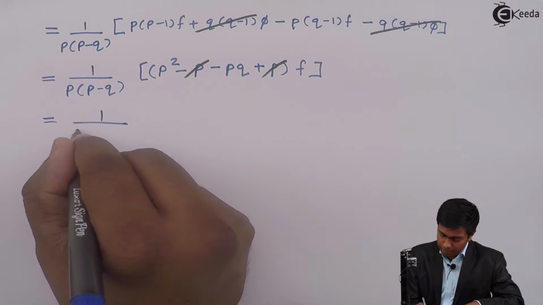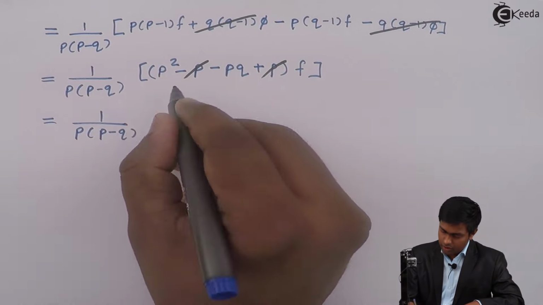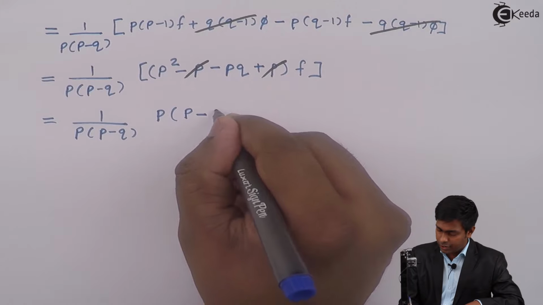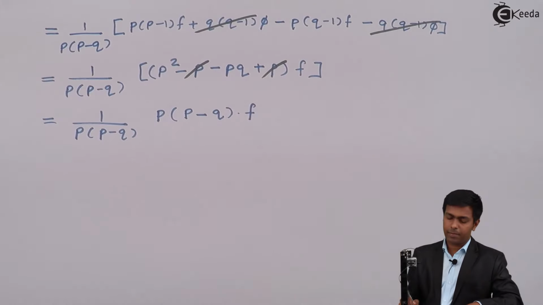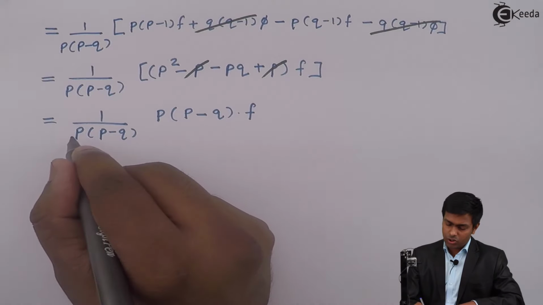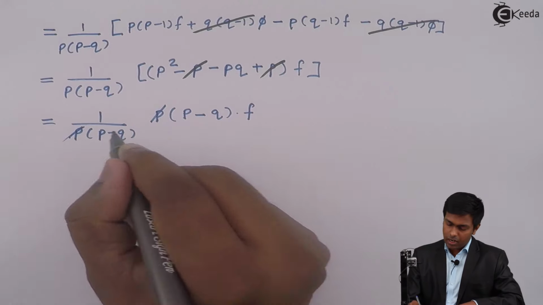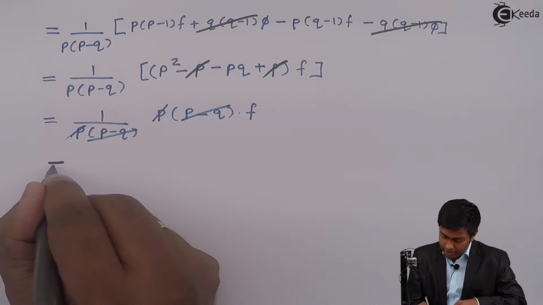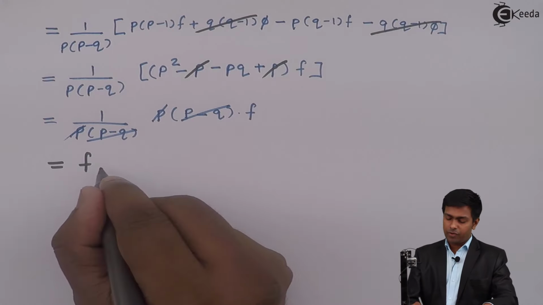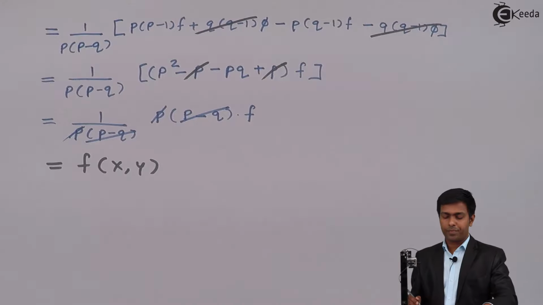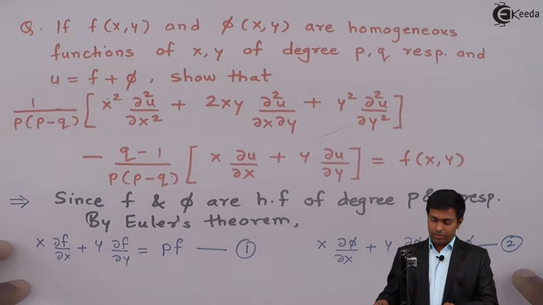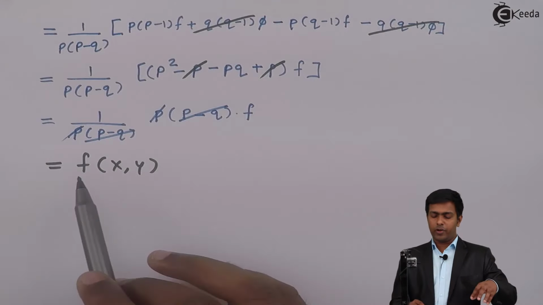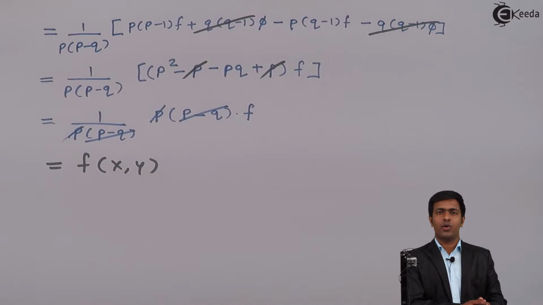and from these two terms we can take p common. So 1 upon p into p minus q as it is. By taking p common, in the bracket we will get p from here minus q from here into f. So from here also we can cancel p and p, and p minus q, p minus q. So we will get f in this case. So that means we will get function of x and y. So here as we want the right hand side is f of x comma y, we have proved that we are getting the right hand side as f of x comma y. Thank you.